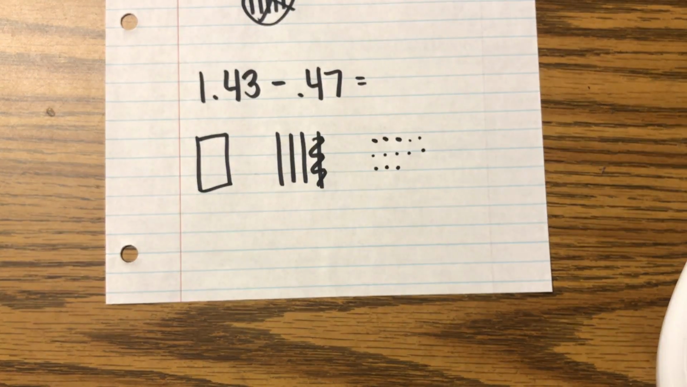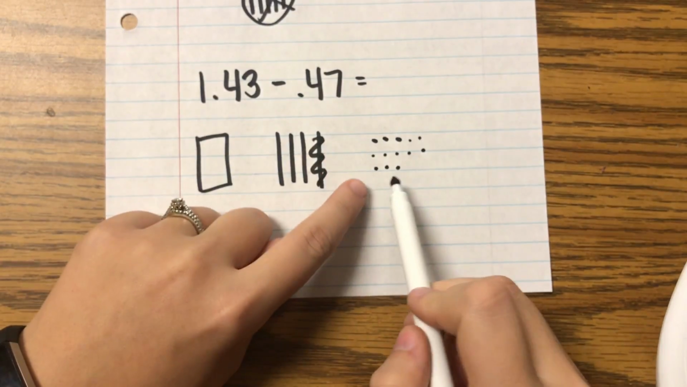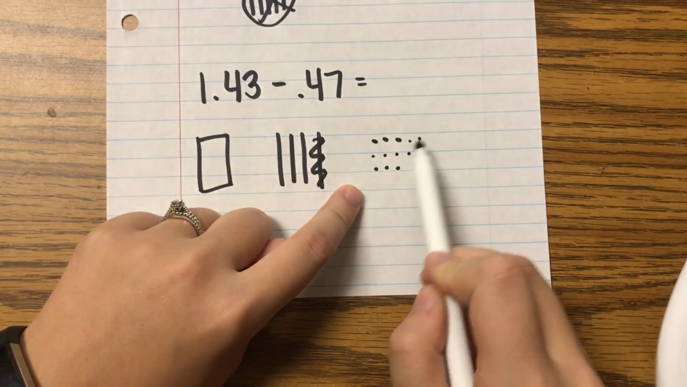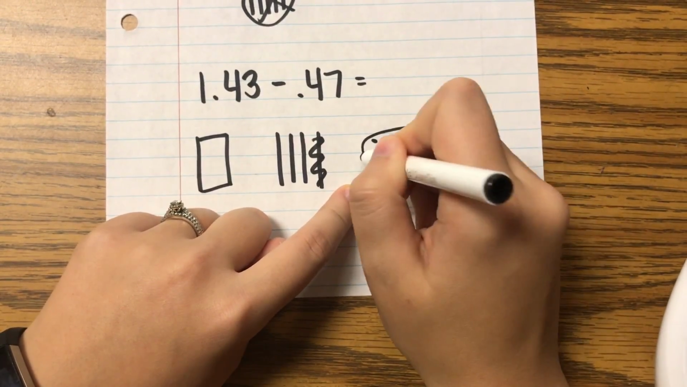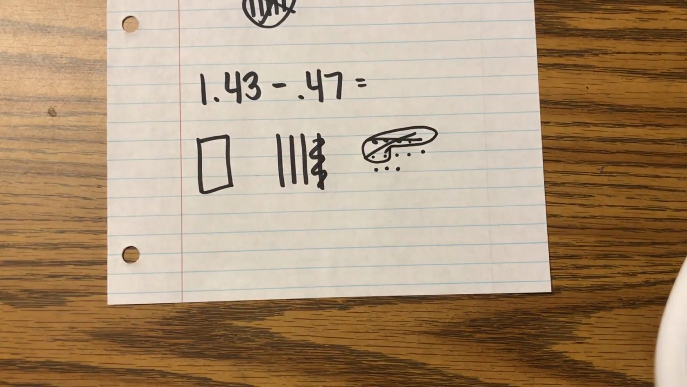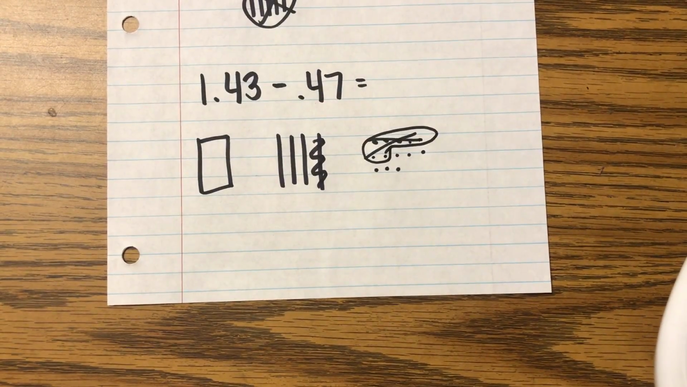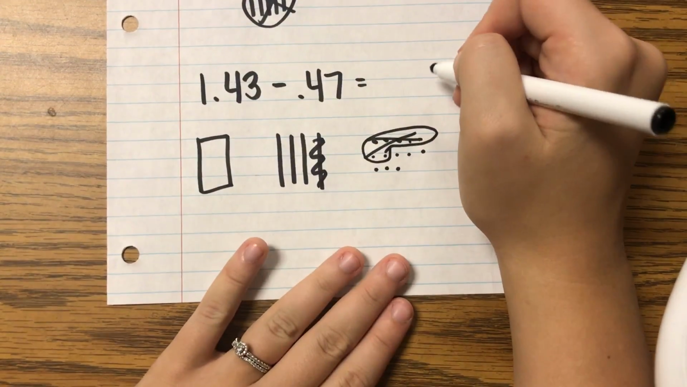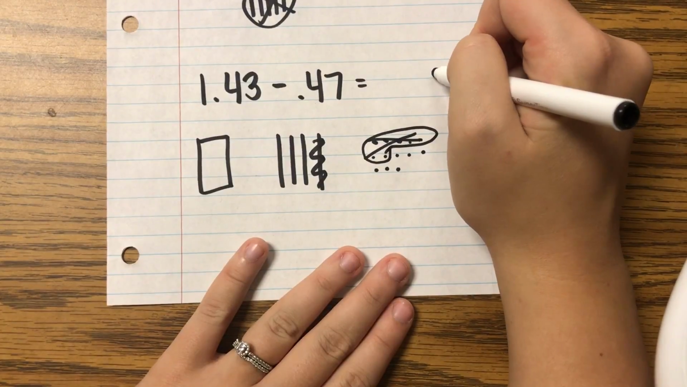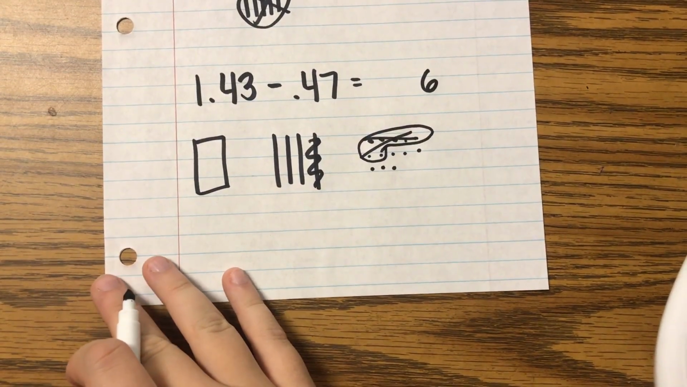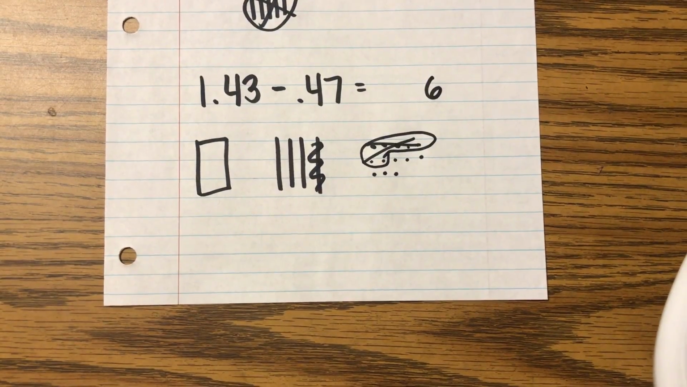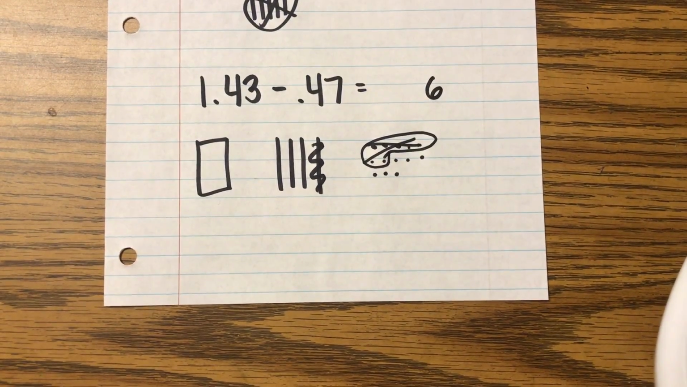I can take away 7 now. So 1, 2, 3, 4, 5, 6, 7. I'm going to take them away, they're gone. And how many hundredths do I have left? 6. So what digit goes in my hundredths place? 6. Okay. Now how many tenths do I have left in my picture? How many do I need to take away? 4. Is that possible? No.